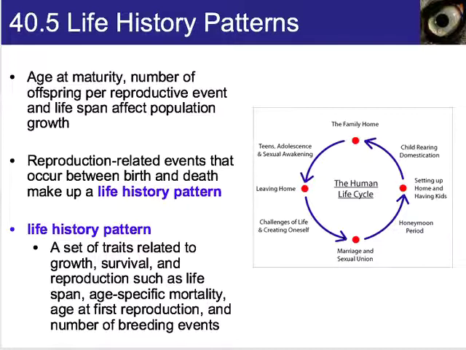Let's talk about our life history patterns. Age at maturity, number of offspring or kids per reproductive event, and lifespan affect a population's growth. Reproduction-related events that occur between birth and death make up our life history pattern. So our life history pattern is a set of traits related to growth, survival, reproduction, such as lifespan, age-specific mortality, age at first reproduction, and number of breeding events.